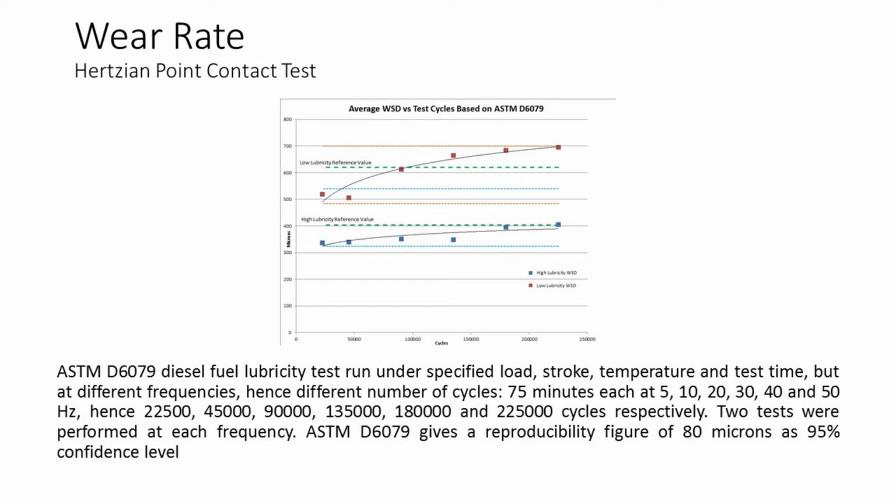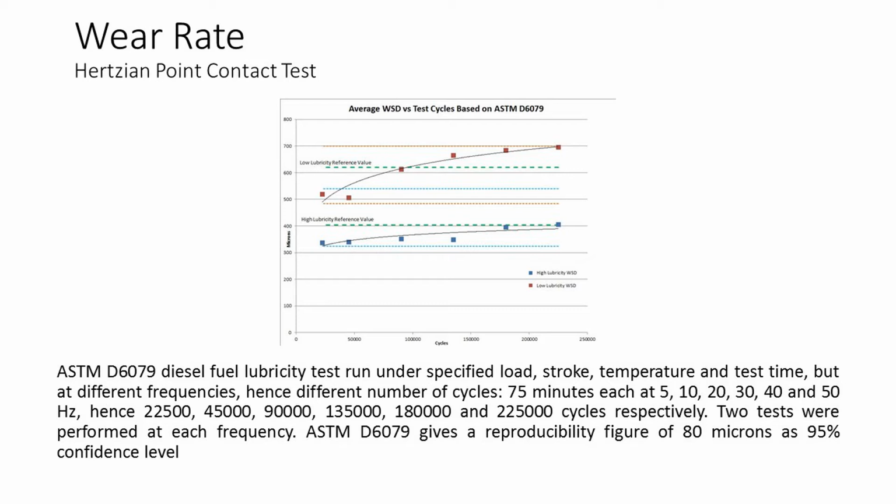22,500, 45,000, 90,000, 135,000, 180,000 and 225,000 cycles respectively. 2 repeat tests were performed at each frequency. It is apparent that within approximately 50,000 cycles, the difference in wear between the high and low reference fluids has been established, and that not much changes after that.